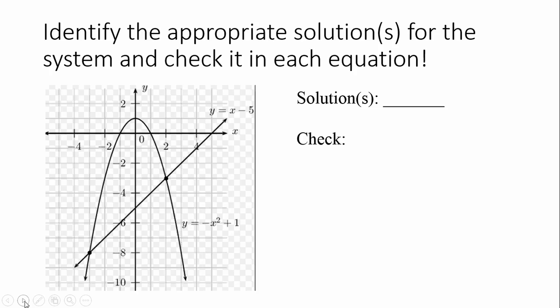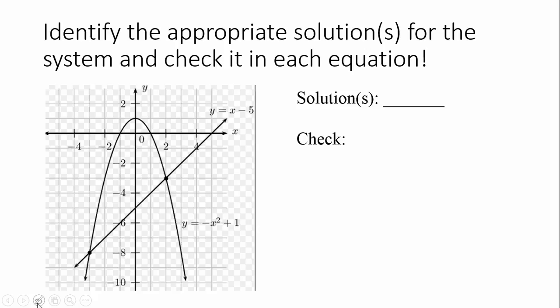So the first one I want you to take a look at with me is identifying the appropriate solution for this system. And this system is a little different than the ones we were doing in class, but it's still a system of equations, right? It's still two functions that are graphed, and we're still looking for that solution. So just like we did with lines, think about where that solution would be.